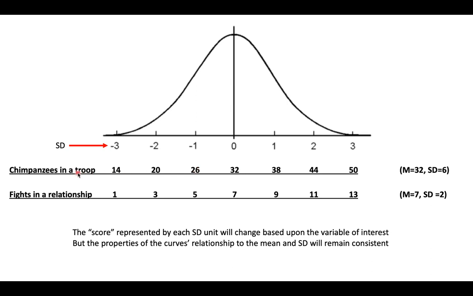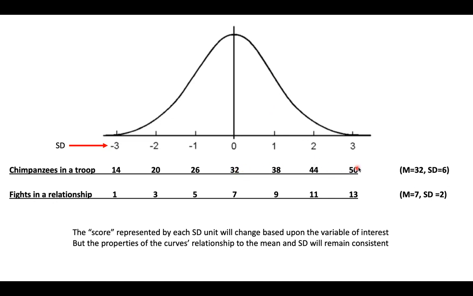So let's look at two examples. Let's say that you are a primatologist and you're studying variations in the number of individuals in a chimpanzee troop. You collect data all over the world where chimpanzees exist, and you find that the average number of individuals, so 0 standard deviations from the mean, is 32, and the standard deviation is 6 individuals, such that a chimpanzee troop of 38 is above average, but still fairly common, right? See where it falls on the curve.